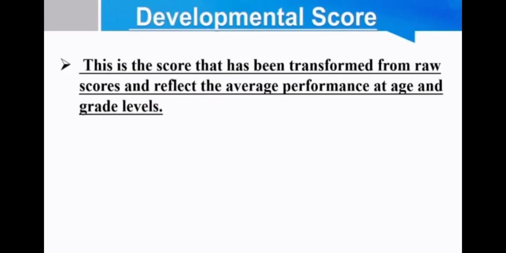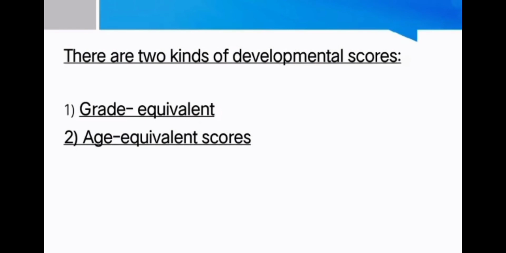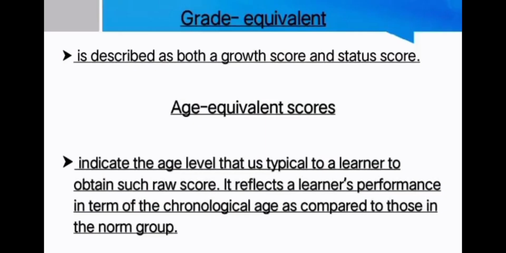Developmental score. This is a score that had been transformed from raw score and reflected to average performance at the age and grade levels. There are two kinds of developmental scores. Number 1 is the grade equivalent. Number 2 is age equivalent scores. Grade equivalent. It is described as both growth score and status score. Age equivalent scores indicate the age level that is typically used to the learner to obtain such raw score. It reflects a learner performance in terms of chronological age as compared to those in norm group.